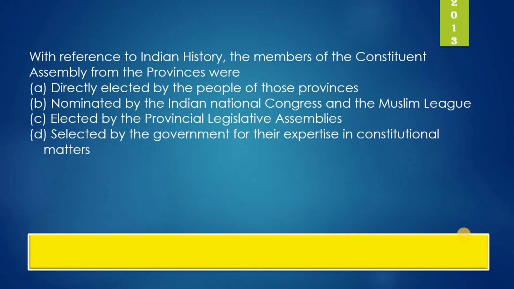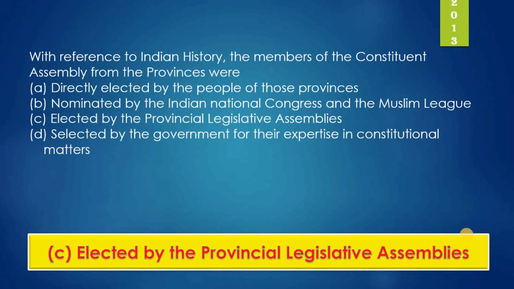Next question. With reference to Indian history, the members of the Constituent Assembly from the provinces were what? Directly elected by the people of those provinces, nominated by the Indian National Congress and the Muslim League, elected by the Provincial Legislative Assembly, or selected by the government for their expertise in constitutional matters.